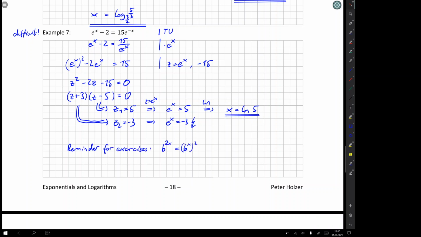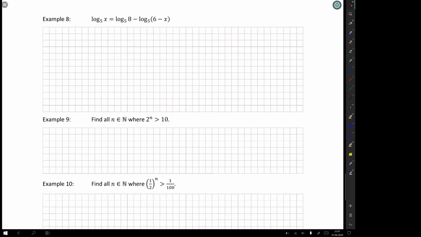A small reminder, useful for some exercises maybe. b to the power of 2x is the same as b to the power of x squared. So if we have an equation where b to the power of 2x occurs and b to the power of x, then we have actually this situation here, and we should use the substitution b to the power of x is z.